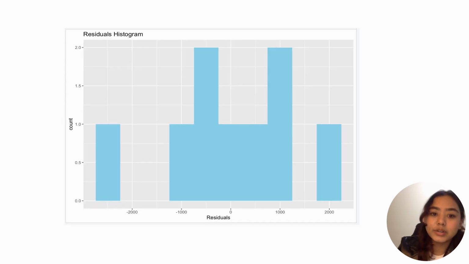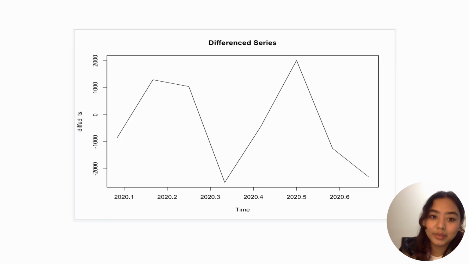The third one is the residual histogram. This figure shows the histogram of residuals from our model. The residuals are spread fairly evenly around zero with some large positive and negative values. This pattern suggests that the residuals are roughly symmetrically distributed, but there may be slight deviations from normality.